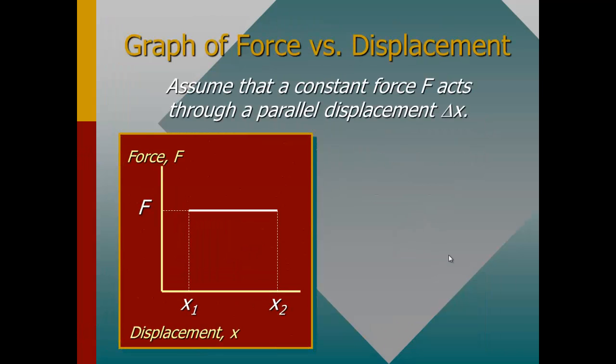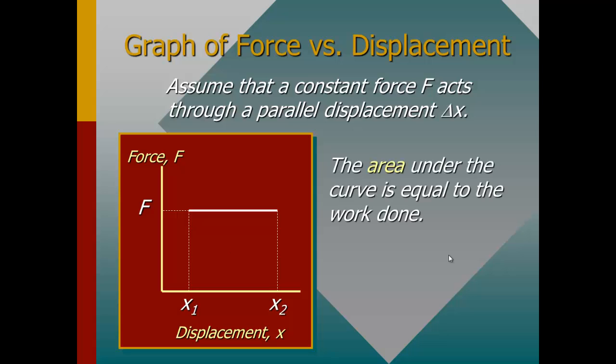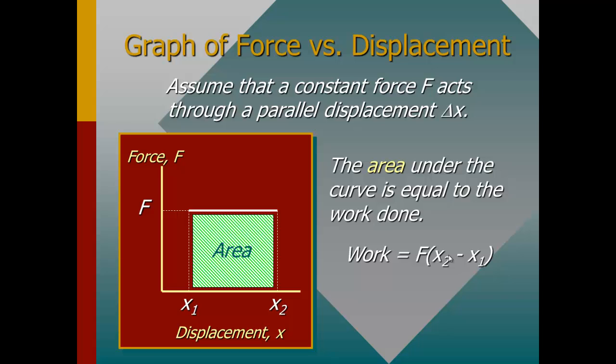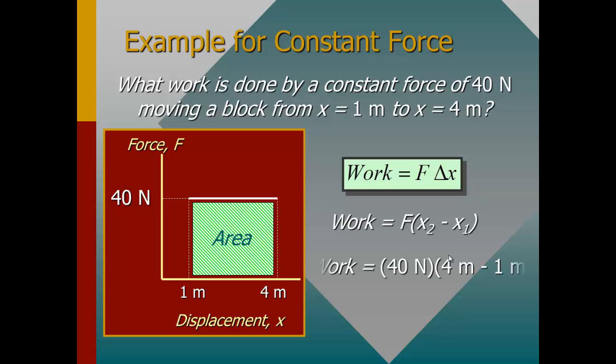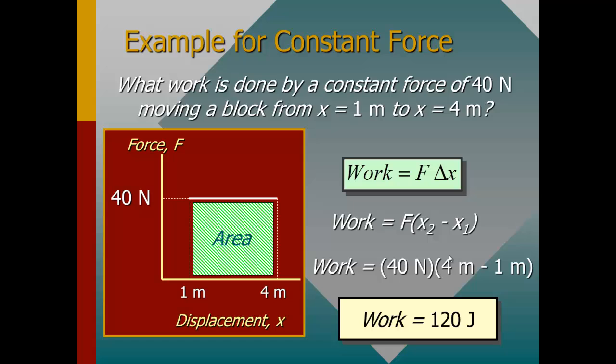So what about the graph of force versus displacement? So let's assume that we have a constant force F, and it acts through a parallel displacement delta x. The area under the curve is going to be equal to the work done. So work is equal to F times delta x. So what is the work done by a constant force of 400 newtons moving a block from x equals 1 to x equals 4? Well, it's just going to be F delta x, which is 40 times 3, and that's going to give us 120 joules. So the area of a force versus displacement graph gives us the work.